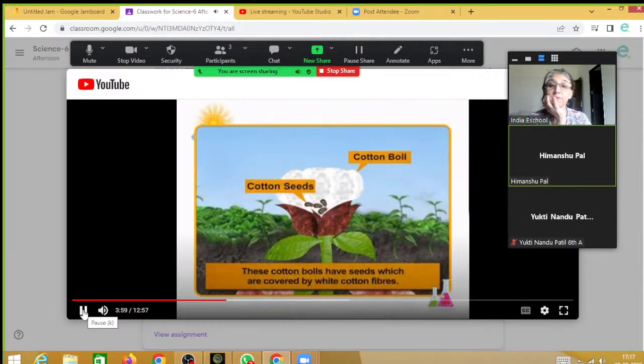These cotton balls have seeds which are covered by white cotton fibers. Now, what is inside this cotton ball? There are seeds in it. Those are the seeds which are sown, from which the plant grows.